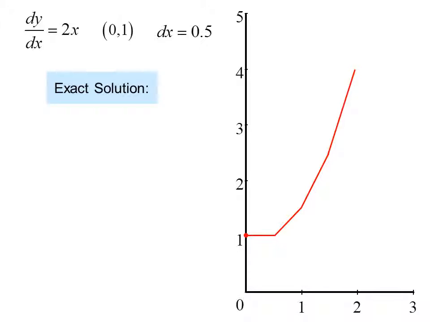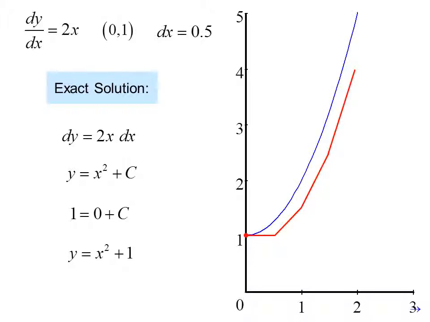The exact solution to this problem can be found this way. We start with dy equals 2x dx. Take the antiderivative and get y equals x squared plus c. Putting in our initial values, we find that c equals 1, so y equals x squared plus 1, which gives us a parabola.